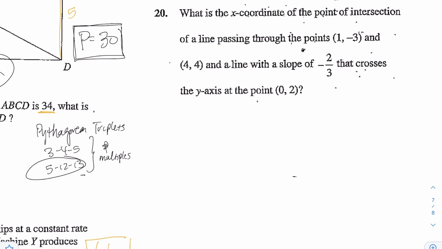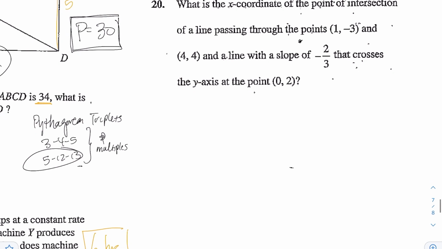All right, next for number 20, what is the x-coordinate of the point of intersection of a line passing through the points (1, -3) and (4, 4), and a line with a slope of -2/3 that crosses the y-axis at the point (0, 2)? All right, so here you have two lines and you want to find the point of intersection.